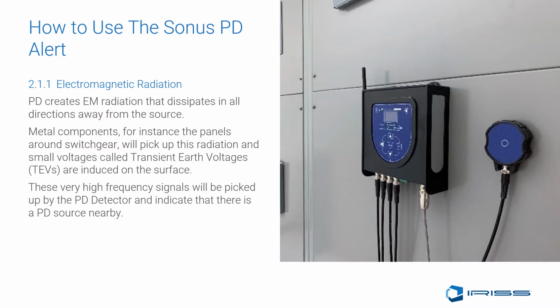Section 2.1.1, Electromagnetic Radiation. PD creates EM radiation that dissipates in all directions away from the source. Metal components, for instance, the panels around the switchgear, will pick up the radiation in small voltages called transient earth voltage, better known as TEV, and they are induced along the surface. These very high frequency signals will be picked up by the PD detector and indicate that there is a PD source nearby.